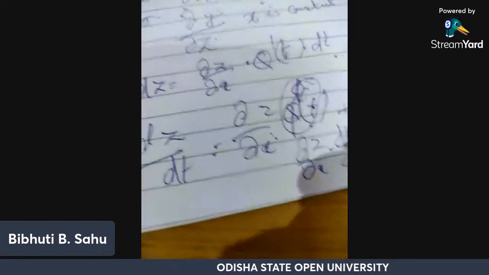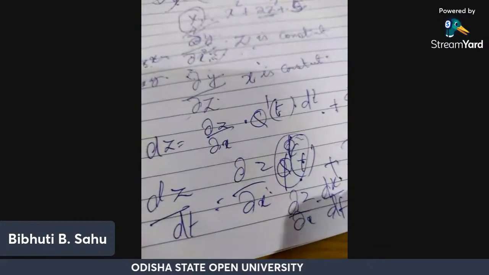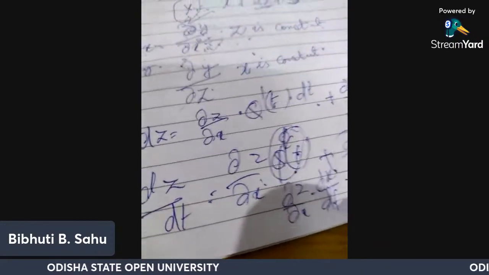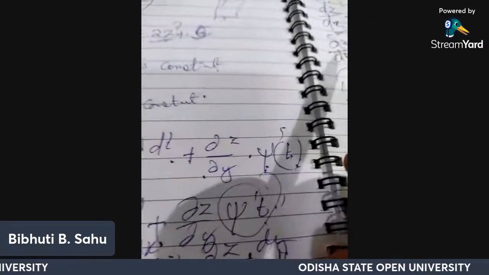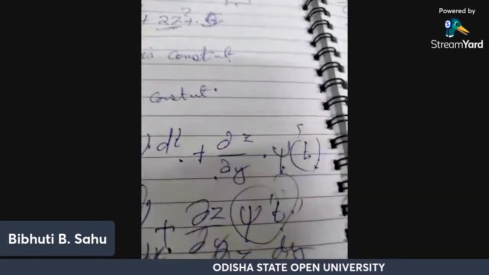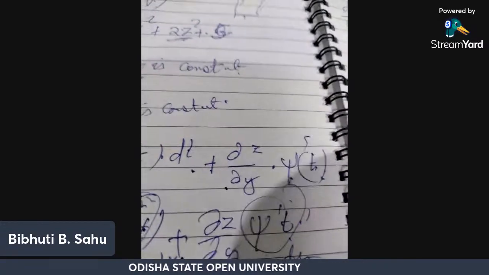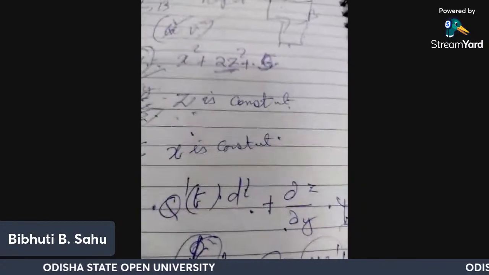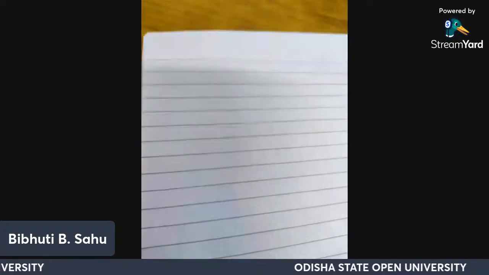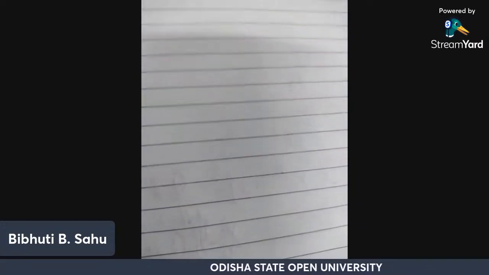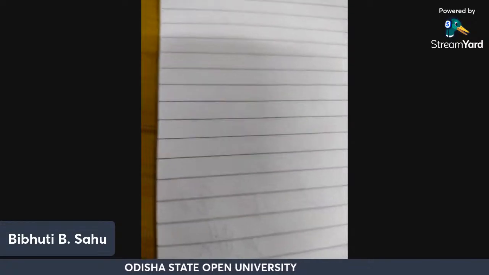So this is the formula that can be used to find the total differential when z is a function of two variables x and y, and both x and y are functions of an independent variable t. This is the second case to find the total differentials.